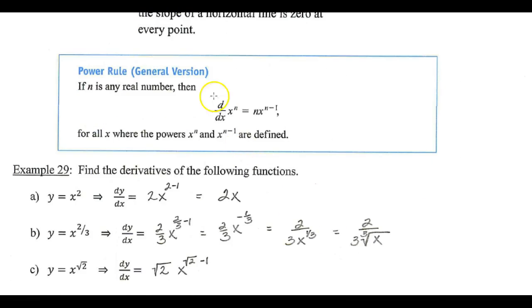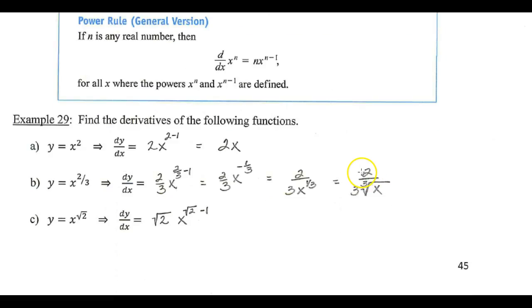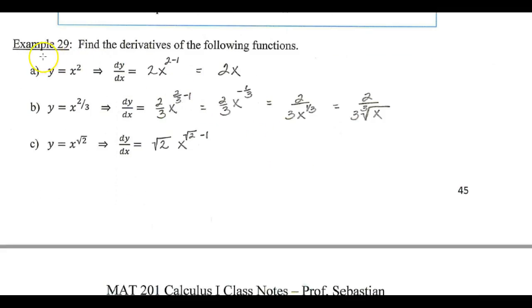Then we have the power rule, and this is the general version. I'm not going to prove this to you because I would have to use what's called the binomial theorem, and I don't really want to get into that too much. But in the power rule, what I want you to remember is that if you have the derivative of x to any power n, the way it works is that you take the power, bring it down in front, and then subtract 1 from the exponent. So the derivative of x to the n is n times x to the n minus 1. So let's see how this works with several examples here in example 29.